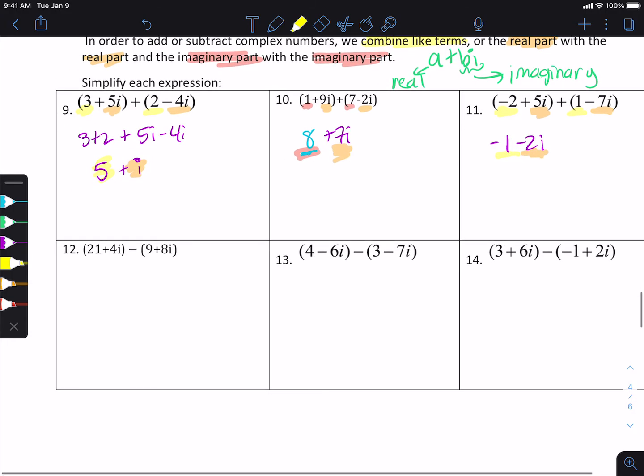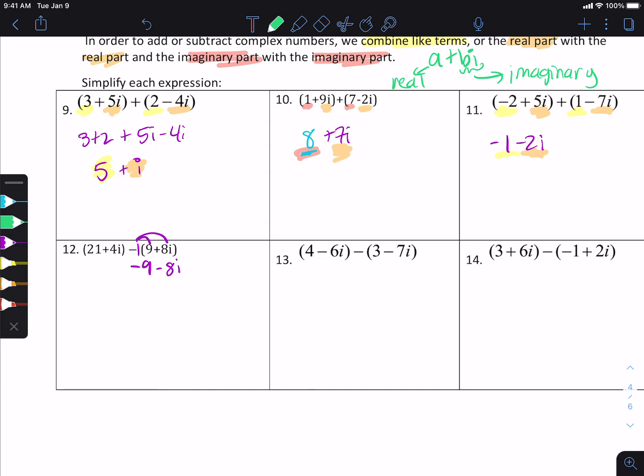Okay. Now, subtracting is very much the same as our subtracting with everything else that we do. You have to distribute that negative. Okay? So we're going to distribute this negative here, just like we do with all the rest of our subtracting. You have to distribute that negative to the whole thing. Okay? The most common error is that they only distribute to the first term. You have to distribute it to both of them.